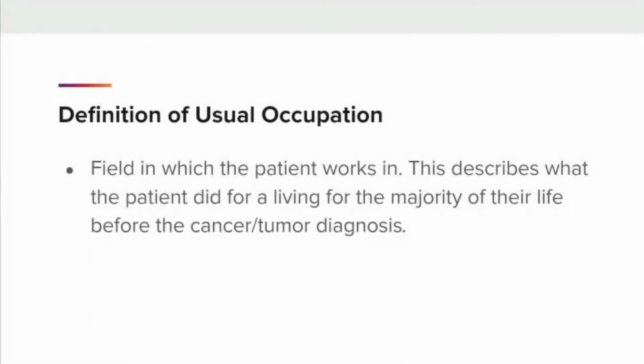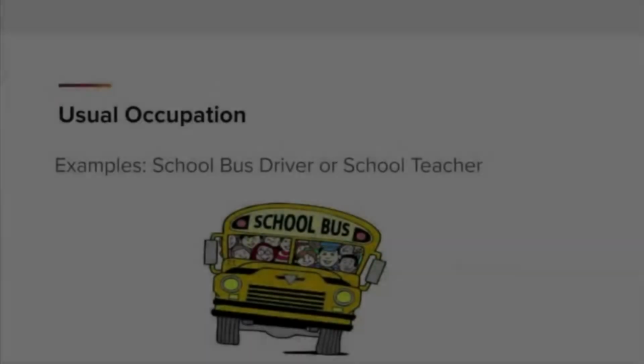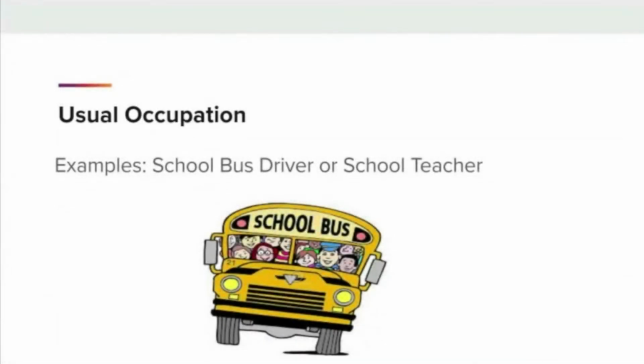So now let's take a look at the definition of usual occupation. Usual occupation is the field in which the patient works in. This describes what the patient did for a living the majority of their life before the cancer or tumor diagnosis. According to NAACCR, this field is usually only collected for patients who are 14 years or older at the time of diagnosis. A couple of examples of occupation are school bus driver or school teacher.